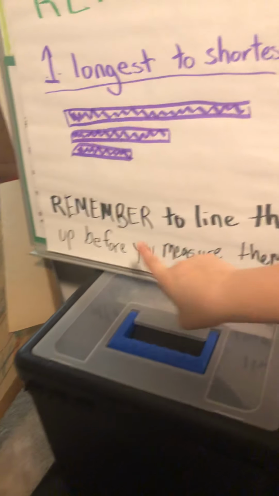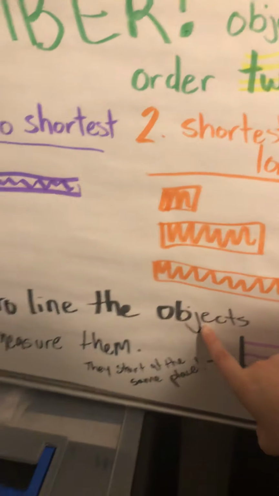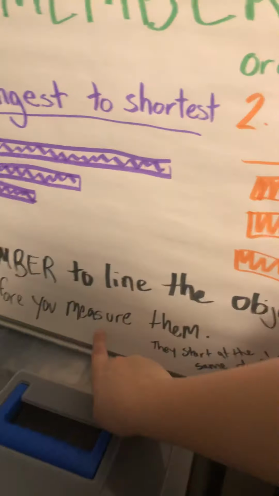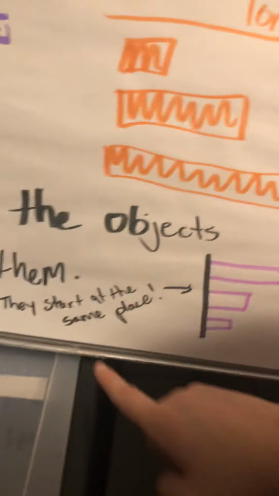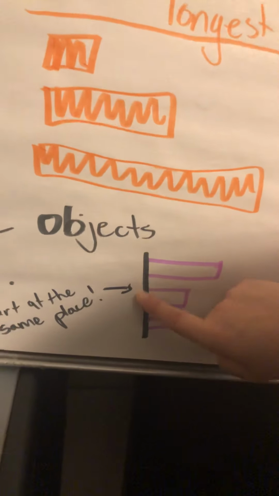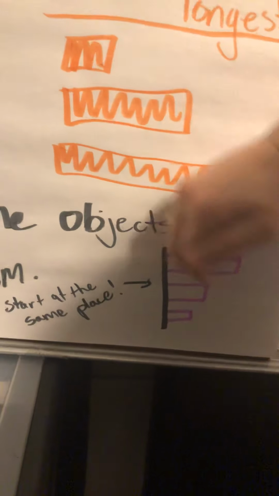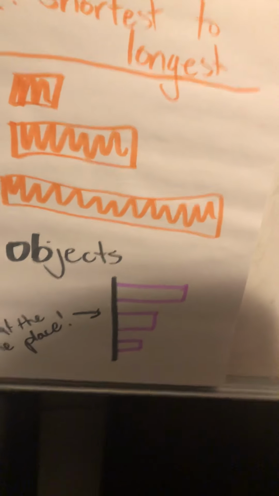It says remember to line the objects up before you measure them. That means they start at the same place. All of these objects start at the same line, because if they're not at the same line, we don't know if it's truly longer or shorter.